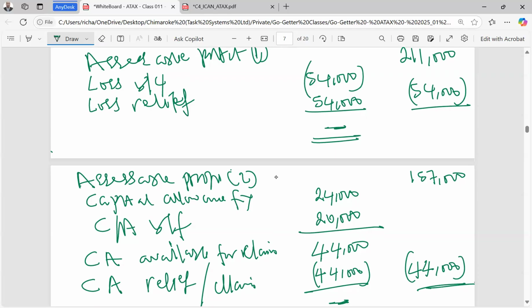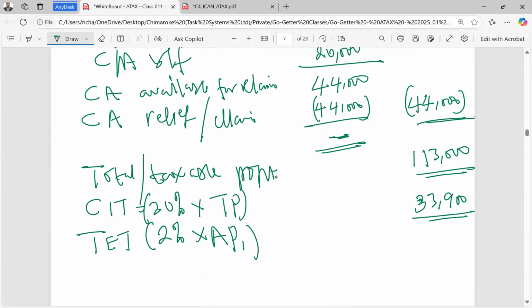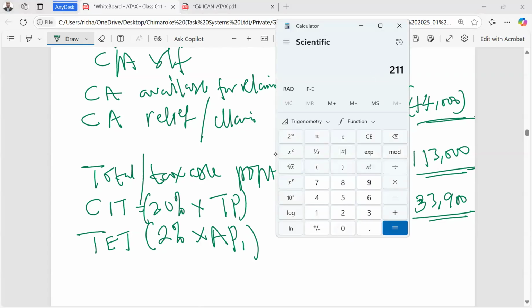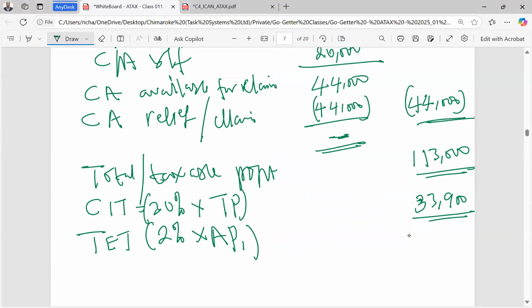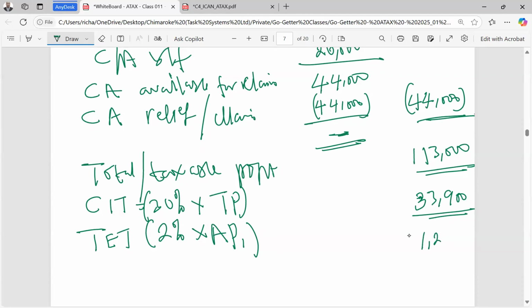So, 211, find 2% of 211. 211,000 times 0.02, which is 2%, that's going to be 4,220. So this is going to be 4,220. All right, so that's your tertiary education tax.